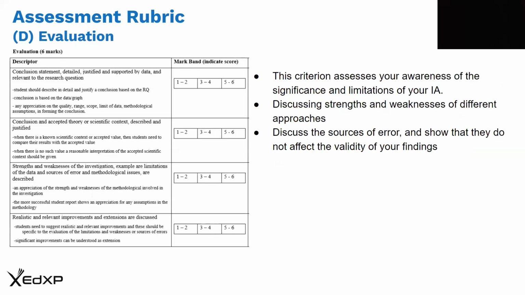Evaluation. This criterion assesses your awareness of the significance and the limitations of your IA, discussing strengths and weaknesses of different approaches. We should discuss the sources of error and show that they do not significantly affect the validity of your findings. If at any point in time you find that a source of error significantly affects your findings, you should go back and fix it such that the source of error is no longer significant.